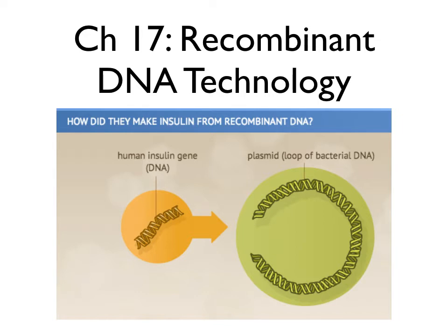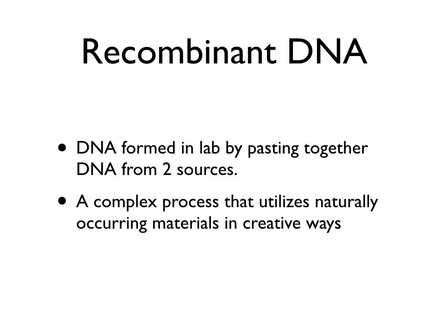using genetic information from different species. And so here in this simple illustration, you can see that a gene responsible for coding for the human insulin protein, or one subunit of it, can be stuck into a plasmid of a bacterium. Now, recombinant DNA is formed in the lab by sticking together DNA from two sources. It's a complicated process, but it's actually quite easy to do in the lab.